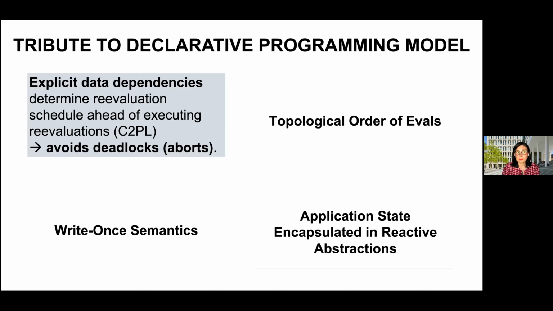So due to explicit data dependencies, we are able to determine the reevaluation schedule of our flows ahead of executing them, which is the key for avoiding deadlocks and aborts.